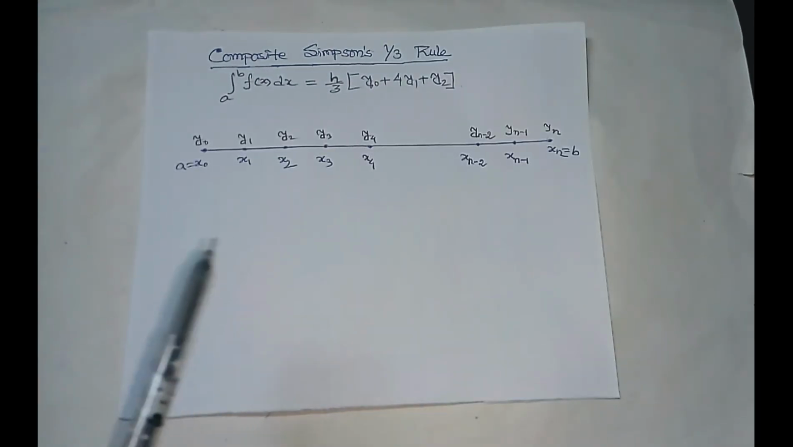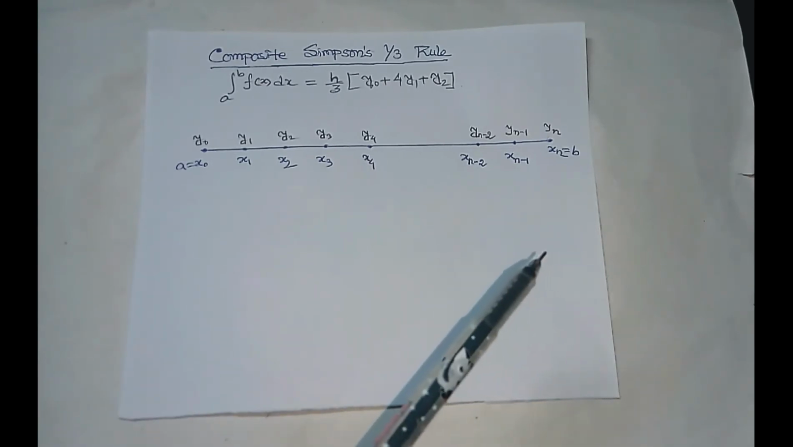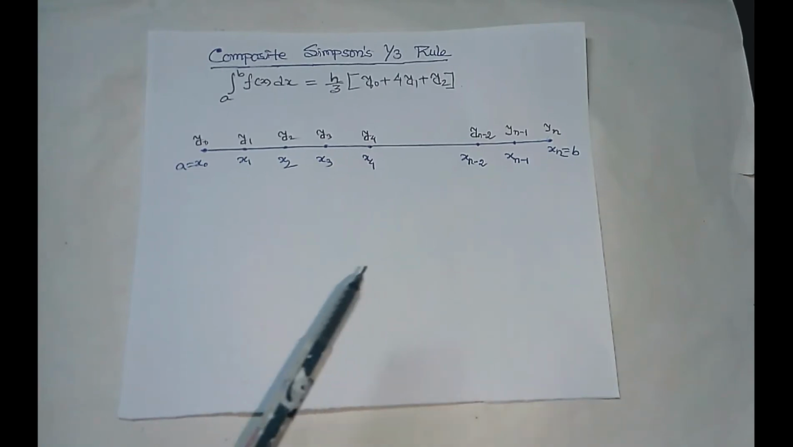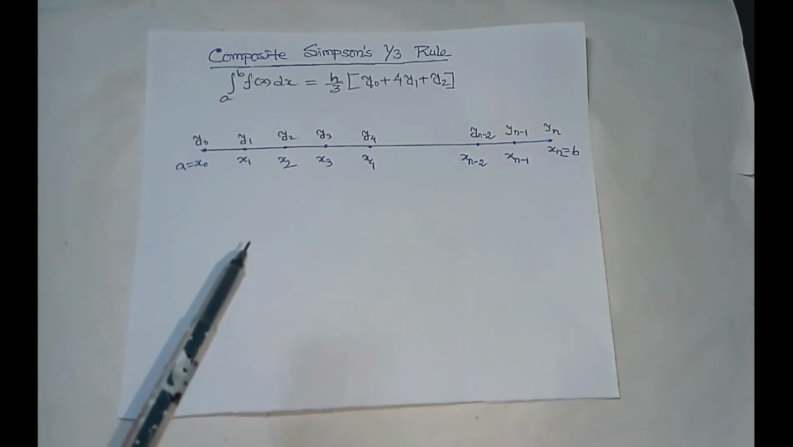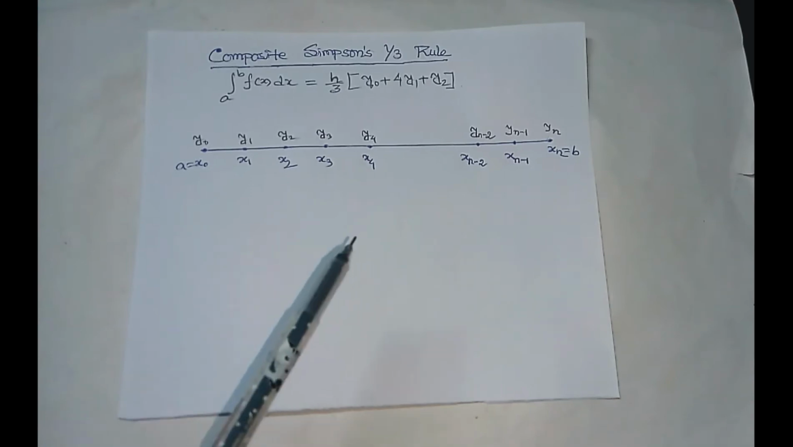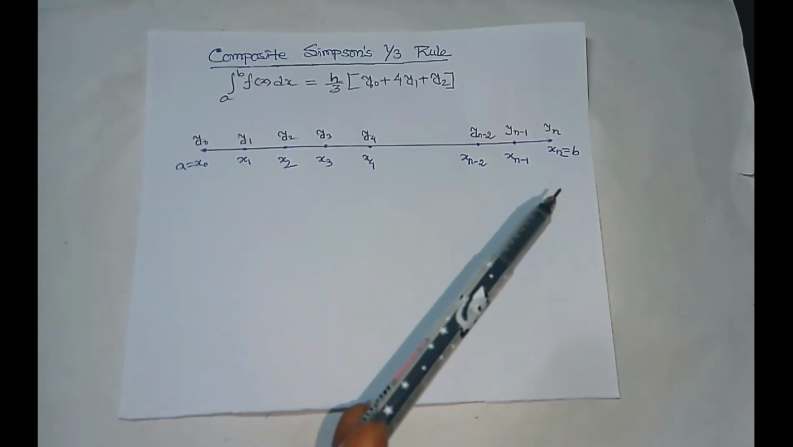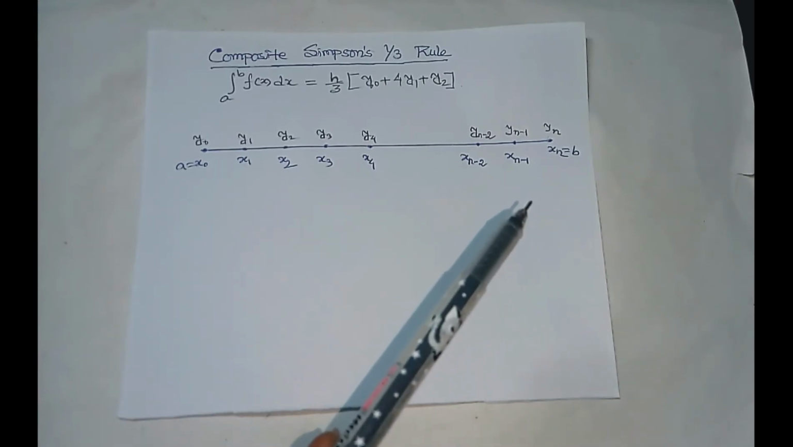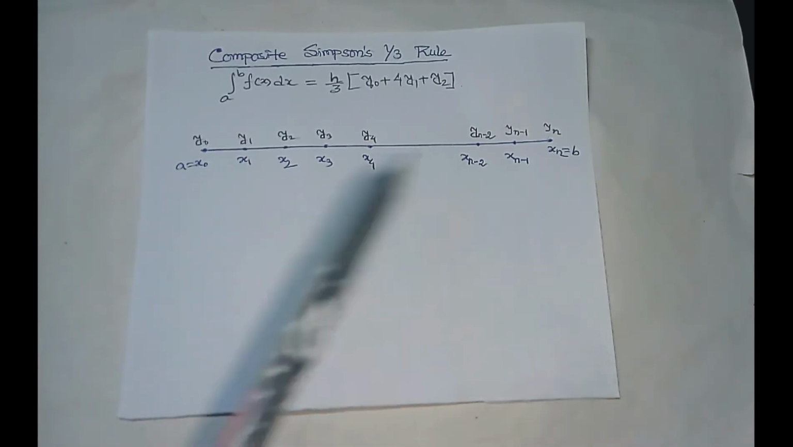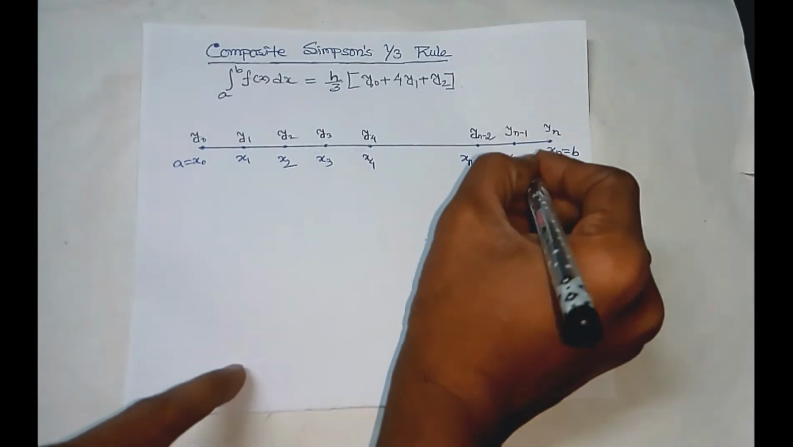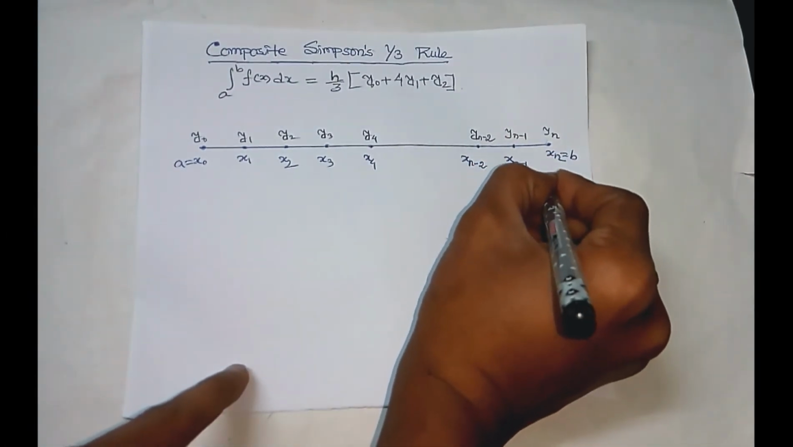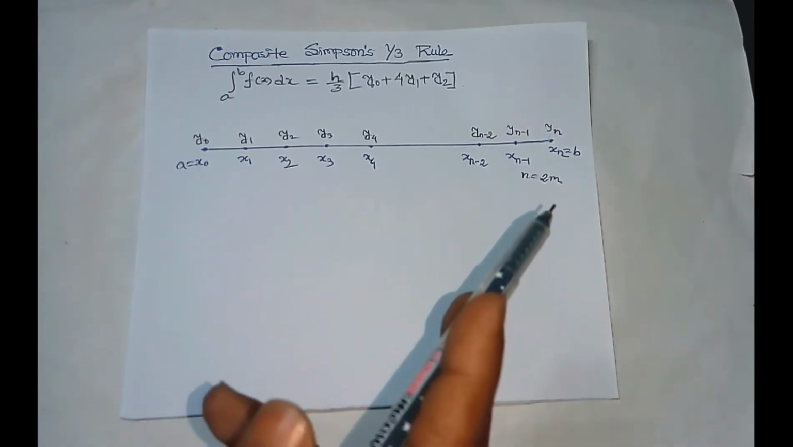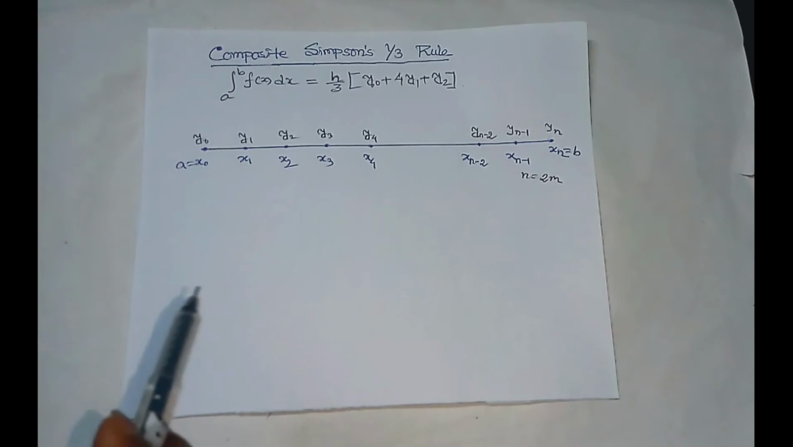In this case, we break the interval a to b into n number of subintervals. But remember that in Simpson's one-third rule, we need an even number of subintervals. So here we assume that n is an even number. So we break the interval into n number of subintervals where n is even. So one can assume that n is equal to 2m. So we break the interval a to b into 2m number of subintervals.